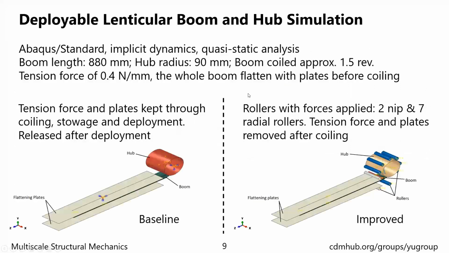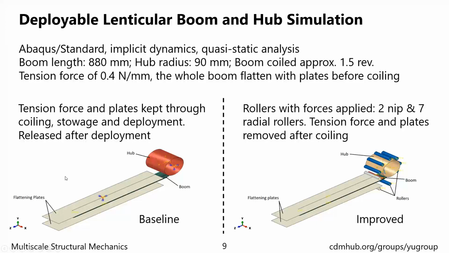Now we can look into the simulation of deployable bone structures. Due to the complexity of these structures, we have to apply some simplification to help avoid convergence issues. For example, we apply a tension force at the free end of the boom, and also the whole boom is flattened by 2 flattening plates before the coiling. Different from the CBT simulation, here we use implicit dynamic steps with quasi-static analysis.